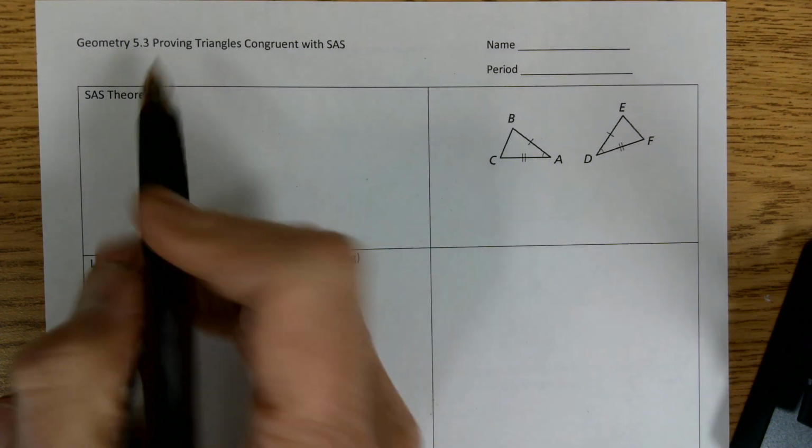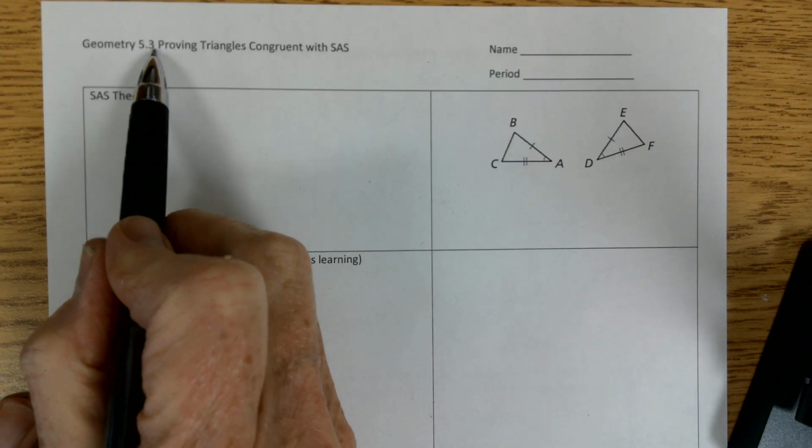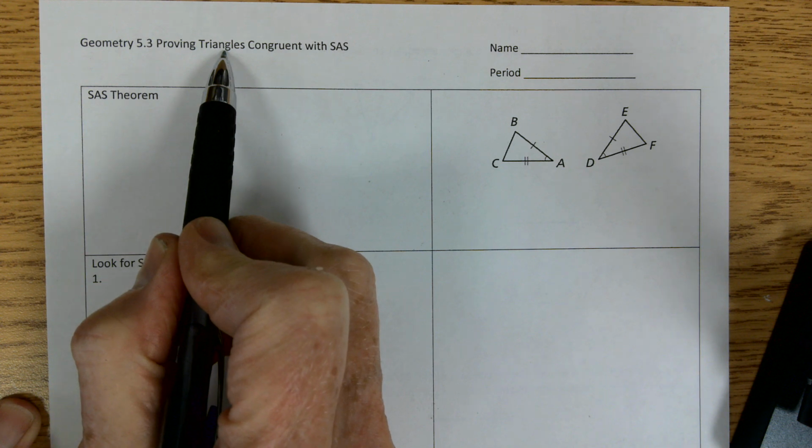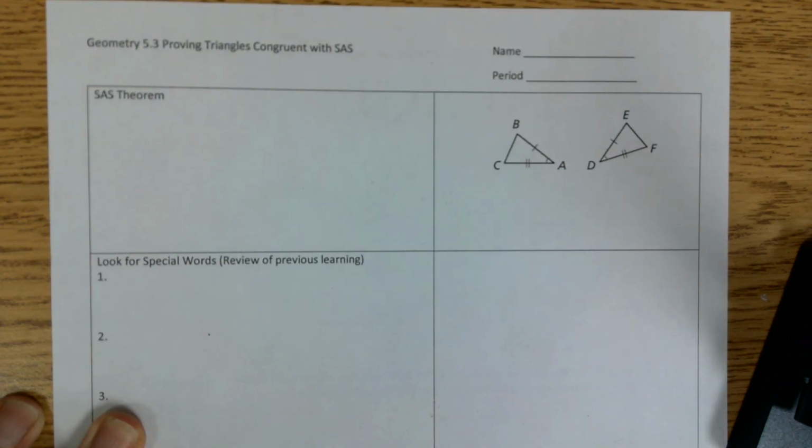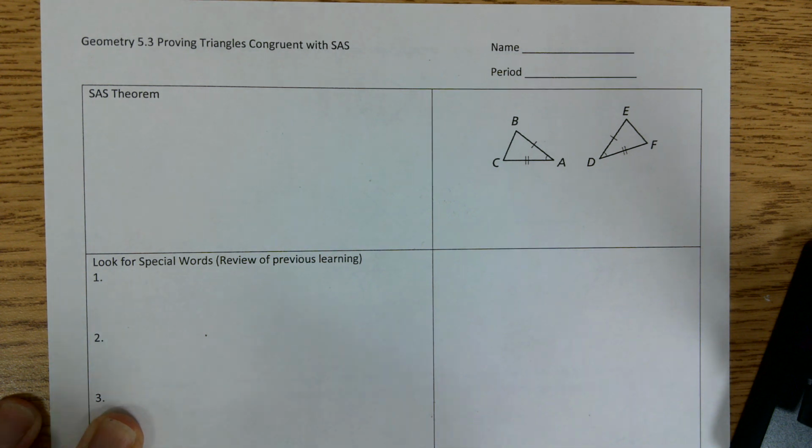Hi you guys, we're going to do geometry 5.3. We're going to prove triangles are congruent with a theorem that's called side angle side, okay?